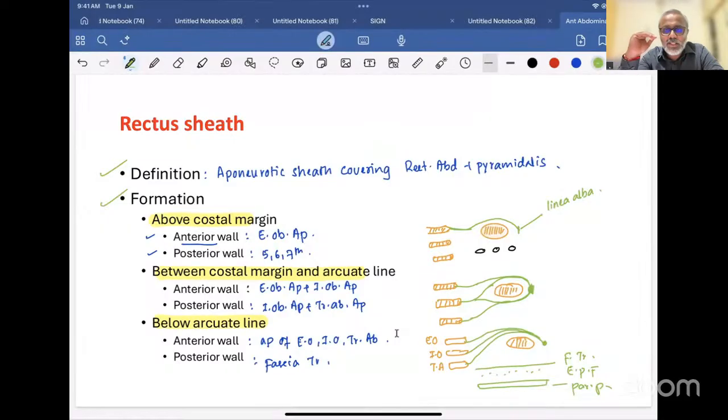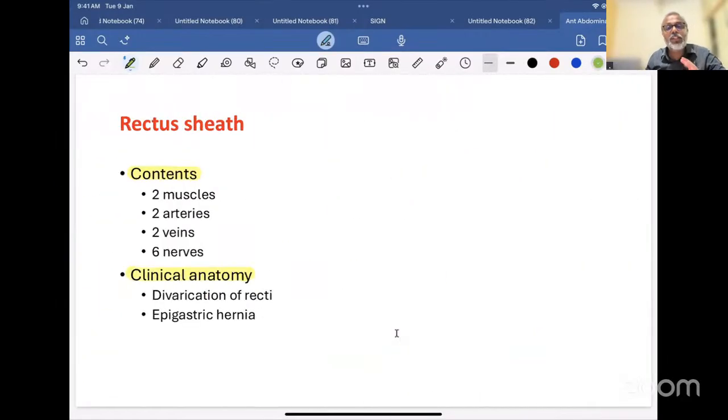Are we clear? This is how we should write 3 diagrams for the 3 attachments. A better way is just in front of the formation, mention this diagram, draw this diagram. This will help the examiner to evaluate your answer very quickly. Are we clear? Right. Once we have written it, then let's talk about the contents.